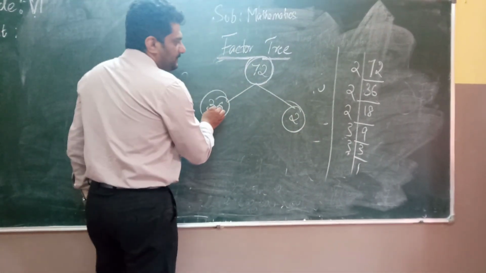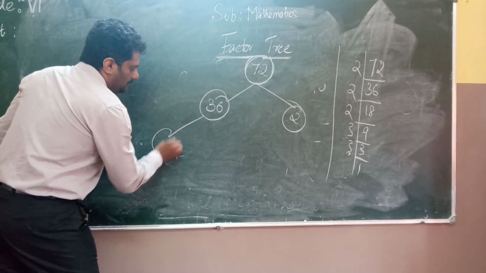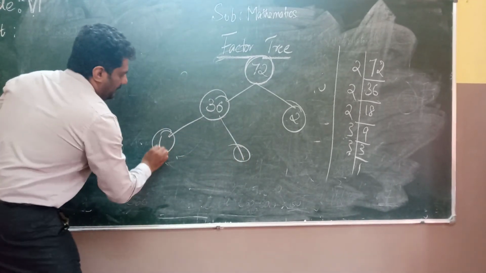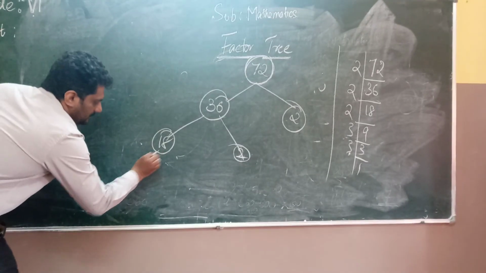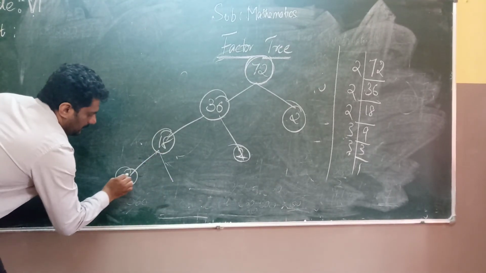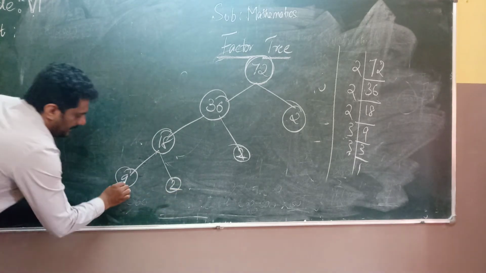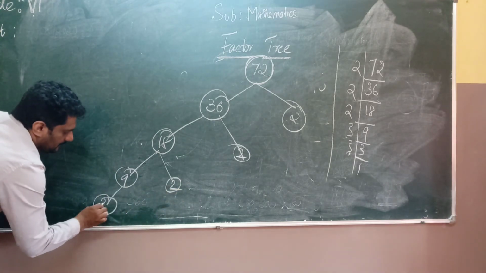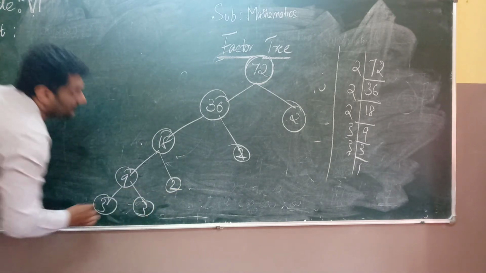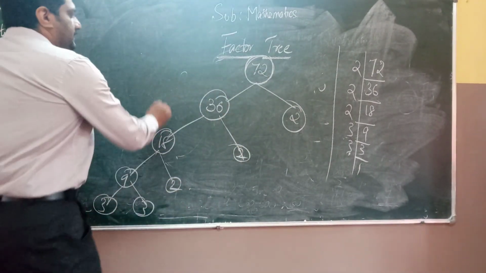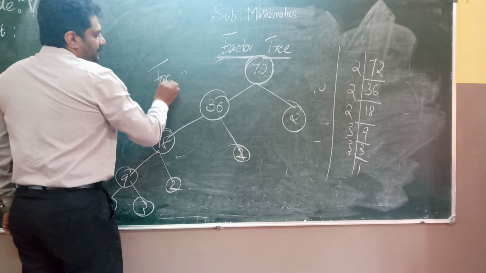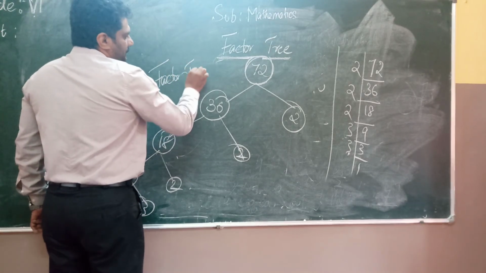Now 36 can be split into 18 and 2. Again, 18 can be split into 9 and 2. Again, 9 can be split into 3 and 3. Now this is the tree. This complete tree. What kind of tree is this? This is a factor tree.